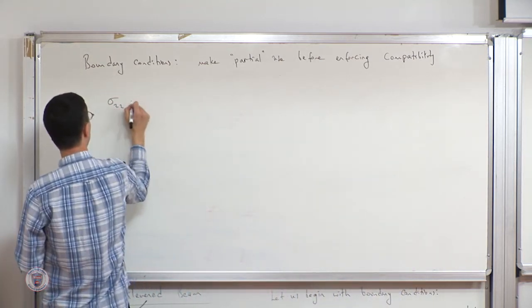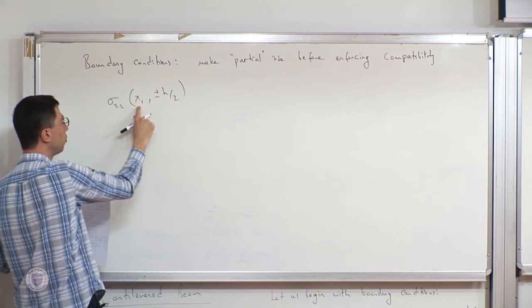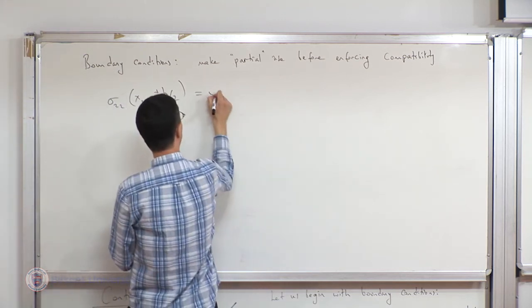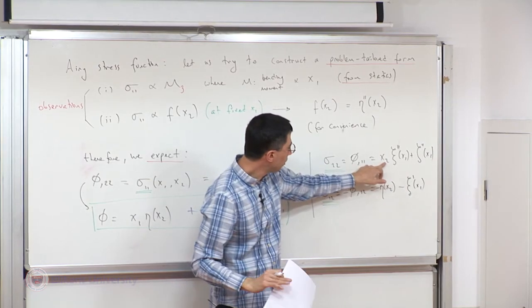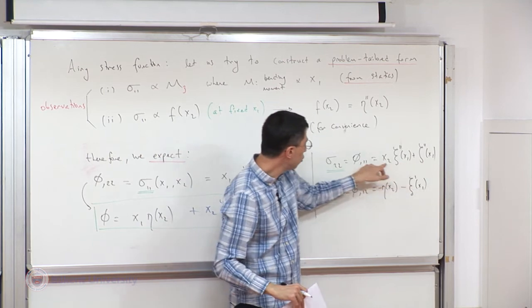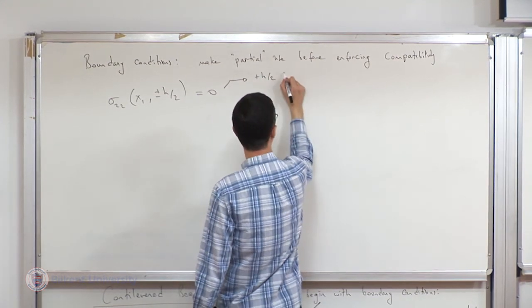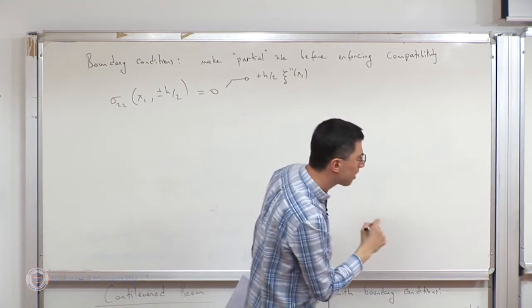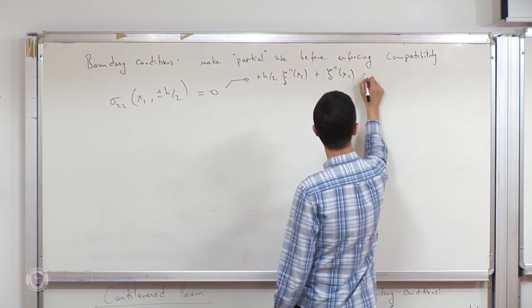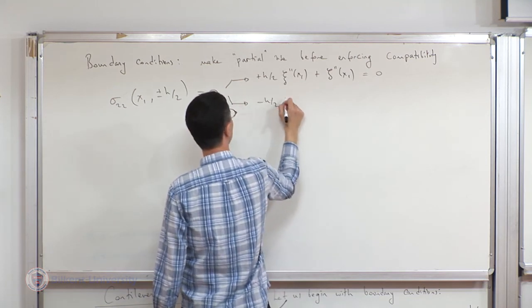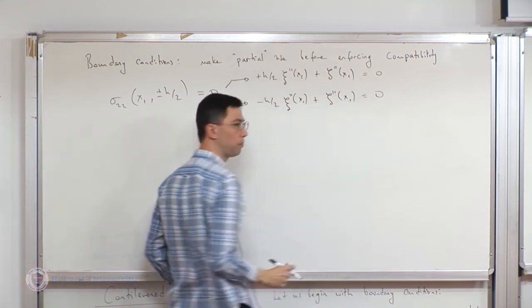Sigma 2, 2, because top and bottom surfaces, or edges, are traction-free, at x2 plus or minus h/2, for any value of x1, I need to have 0 stresses. So at the top surface, this is sigma 2, 2. I'm making use of this boundary condition because I have an x2 here, essentially. So I'm going to plug in either plus or minus h/2. At the top surface, plus h over 2, xi double prime x1 plus zeta double prime x1 should be equal to 0. And at the bottom edge, minus h over 2, xi double prime x1 plus zeta double prime x1 should be equal to 0.